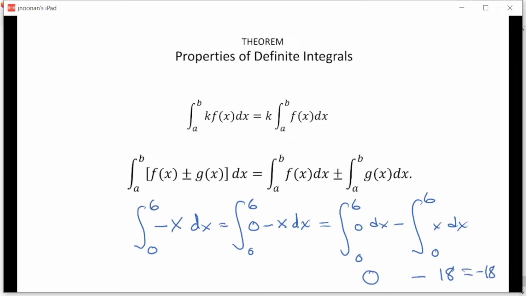And there's negative 18. So here, what happens is, if you have a function that's below the x-axis, you can do this little trick, although you don't have to do it. In the future, we won't need to do this with the fundamental theorem, but you do end up with a negative area.